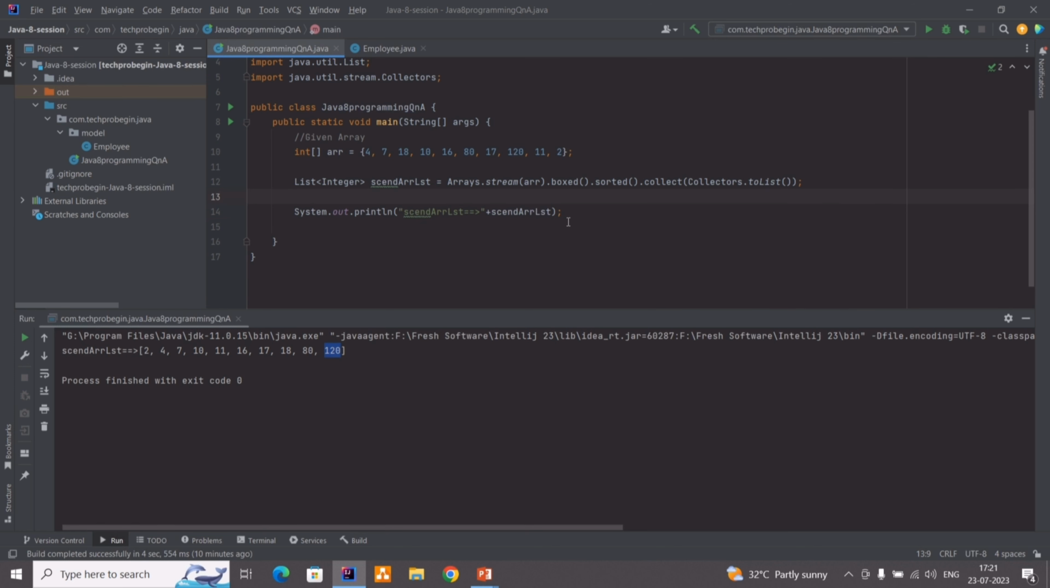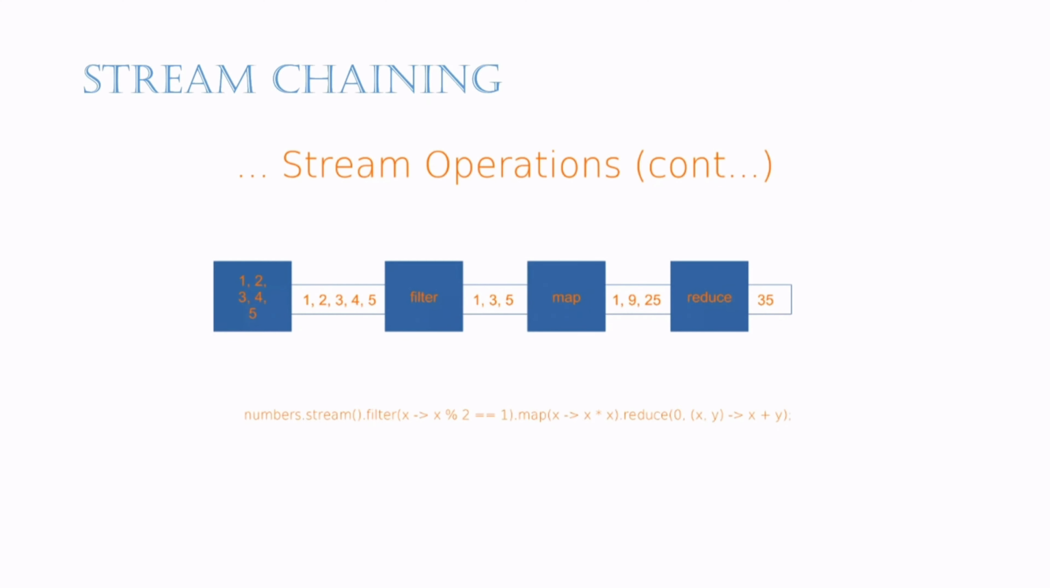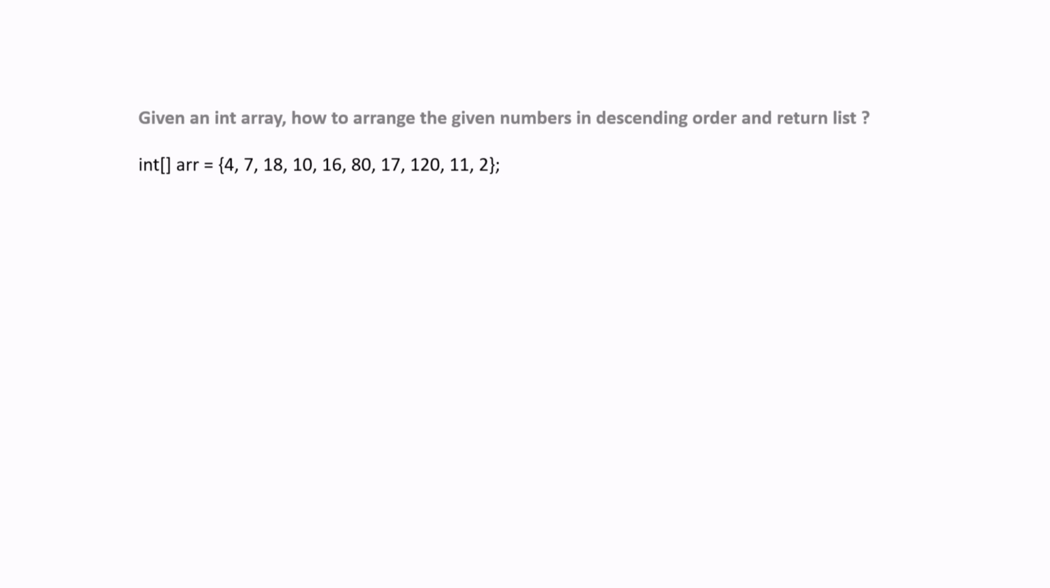Okay, so I think we need to jump to another question. Given an int array, how to arrange the given numbers in descending order and return the list. The question is very similar to the previous question. In the previous question, the ask was ascending order. Now here it is descending order.